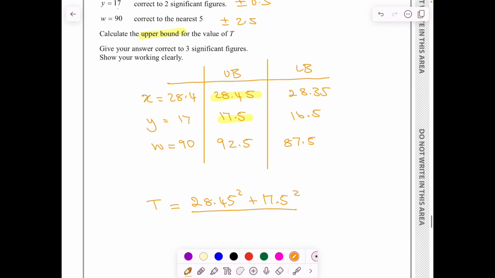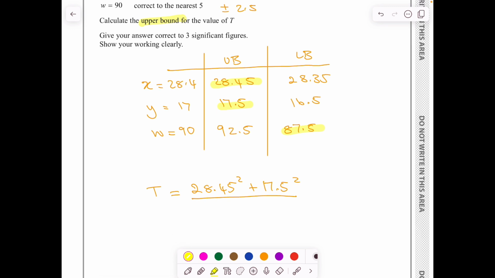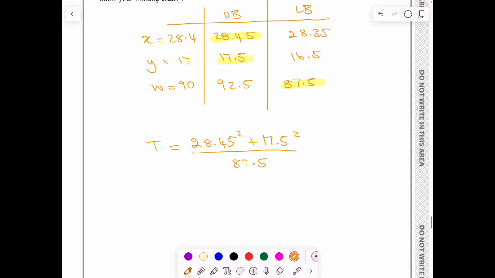Now, because I'm trying to find the upper bound for t overall, when I divide it, I want it to still be the biggest number I can get. I need to divide by the smallest number. So I'm going to divide by the lower bound of w, which is 87.5. And so I put that in my calculator and I get 12.8 for my upper bound of t.